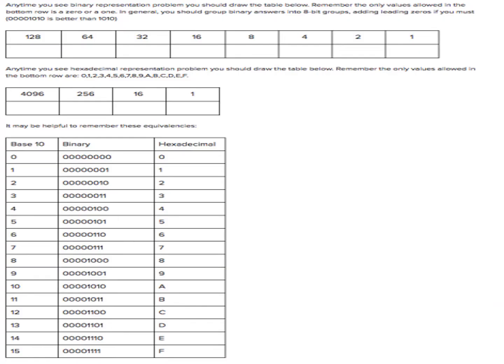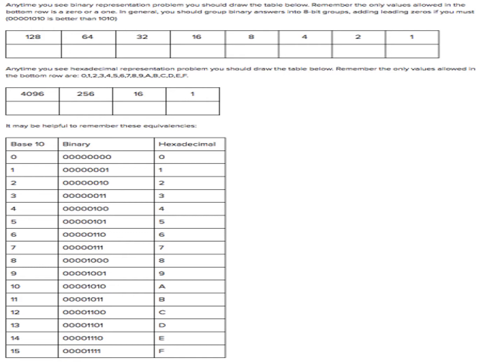Anytime you see binary representation problems, you should draw the table below. Remember the only values allowed in the bottom row are a 0 or a 1. In general, you should group binary answers into 8-bit groups, adding leading zeros if you must. 00001010 is better than 1010. The place values are 128, 64, 32, 16, 8, 4, 2, 1.